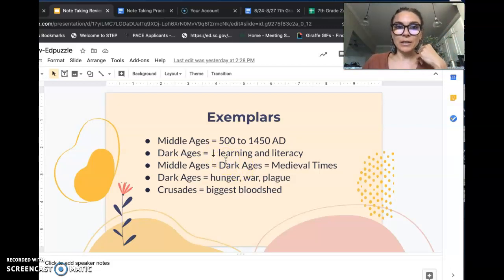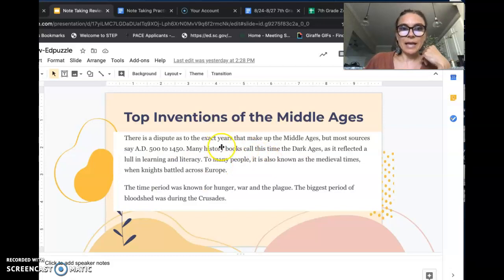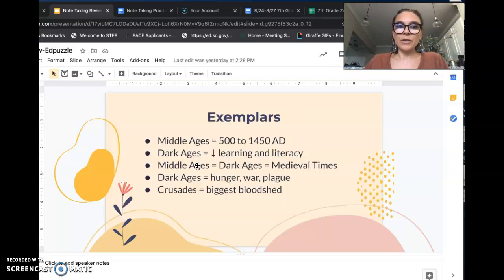Because it mentioned in the article here, it said they call this the Dark Ages as it reflected a lull in learning and literacy. So a lull means like a stop, that there wasn't much learning going on, there wasn't much literacy, so reading and writing wasn't happening really. So that's why I put that note on there. I feel like that's a very important part of the Dark Ages.